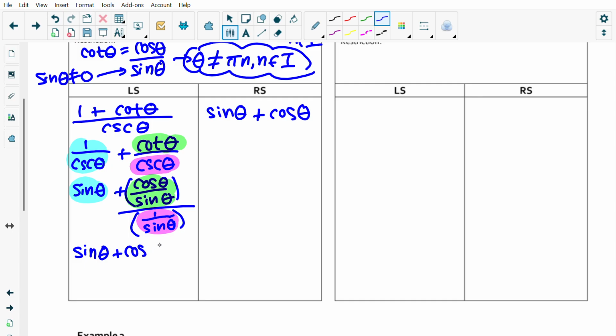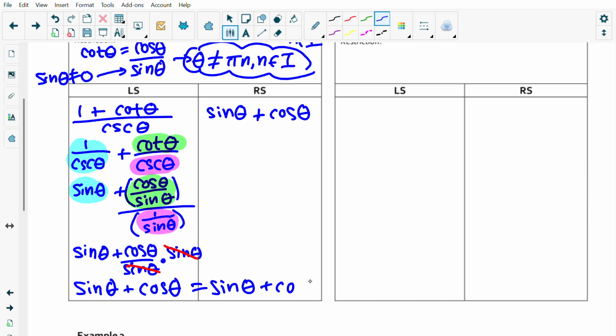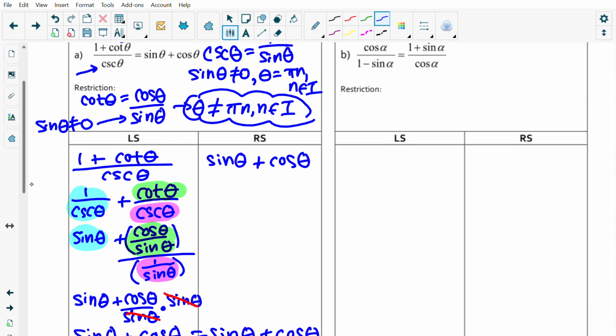Sine of theta times sine of theta divides out to 1, so in the last line I'm left with sine of theta plus cosine of theta. Well, that equals the right side: sine of theta equals sine of theta plus cosine of theta. Left side equals right side. Check. For restrictions, theta does not equal pi n, where n is an element of all integers. Okay, so that identity is proven.